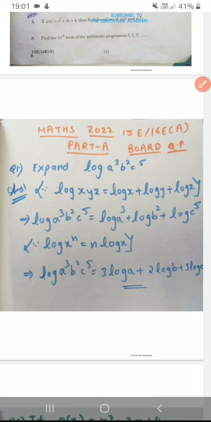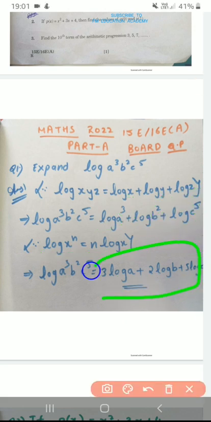So now we cannot do anything. So this is our final step. We can't reduce it further. So this is my answer: 3 log a plus 2 log b plus 5 log c.